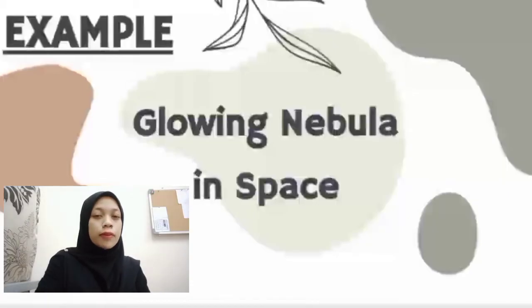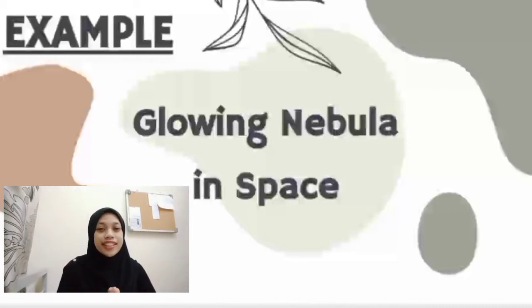Assalamualaikum warahmatullahi wabarakatuh. My name is Nur Azlin, and now I will continue to present the example for this chapter. We have chosen the example, which is the glowing nebula in space. Why we chose this as the example is because the spectrum of hydrogen is particularly important in astronomy, and most of the universe is made of hydrogen. Scientists also study the emission and absorption spectra to discover the elements present, such as in a nebula.